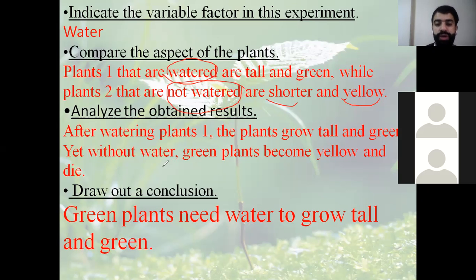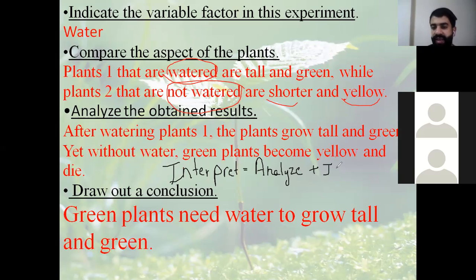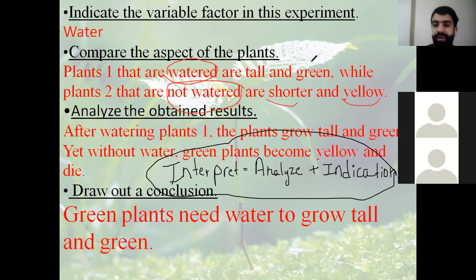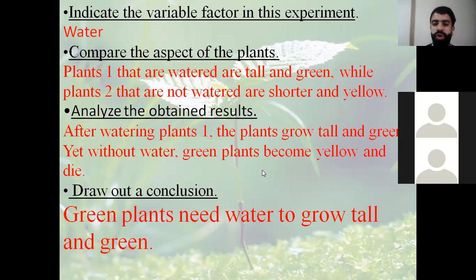While if I ask you to interpret, what is interpret? You have to do the analysis plus indication. Pay attention to this. So interpret is analyze plus you have to give an indication. This indication should be specific to the experiment. So here we can say, for example, plants 1 that have water grow normally, while those that lack the water don't grow normally. Conclusion: we can conclude that green plants need water to grow tall and green. So pay attention to this.